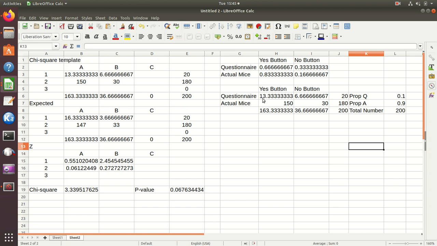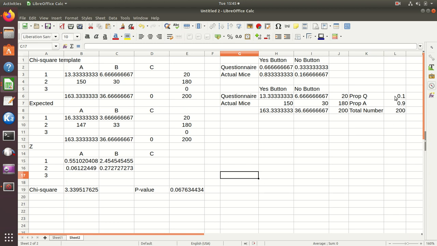We don't think that these cases are independent. I'm sorry, we don't think they're dependent. We think they're independent. That, well, it doesn't matter whether somebody did the questionnaire or the actual mice, their tendency is the same. Now, it doesn't look like it probably is, from what we see up here in those two proportions, but our p-value down here says about 7%.